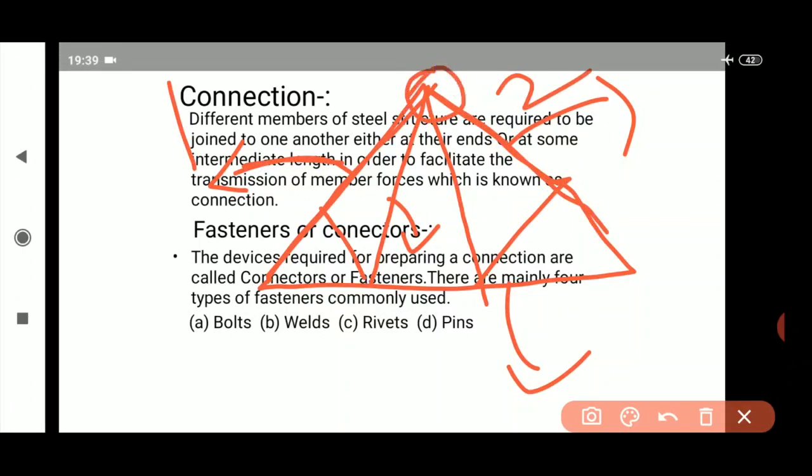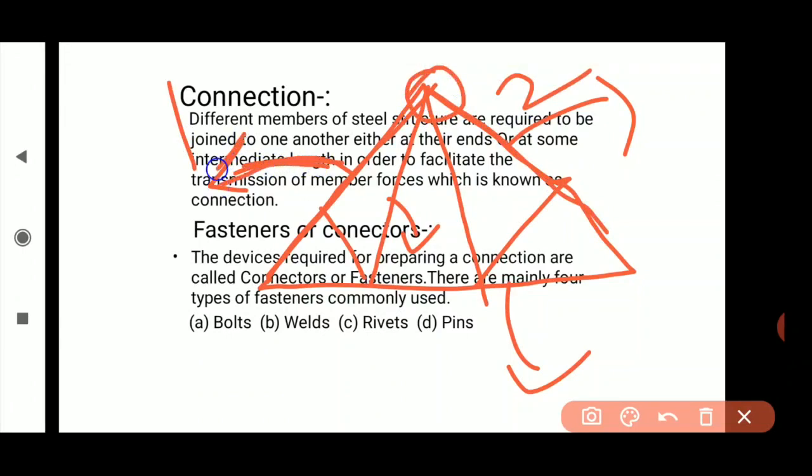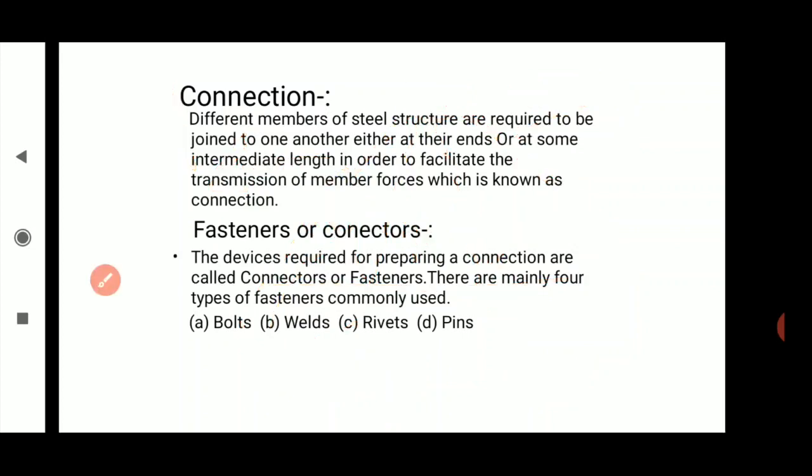Here you can see this is steel member 1 and this is steel member 3, and members 1 and 3 are connected at some intermediate length. In this way several steel members are connected or joined together to form a structure. The means by which the steel members are connected to form a structure is known as connection.